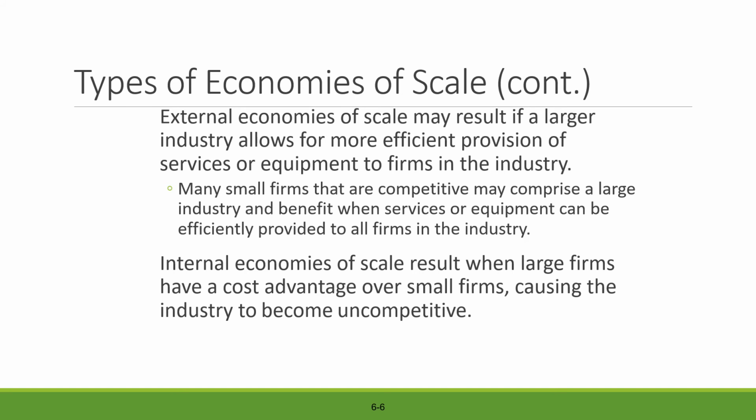Internal economies of scale result when large firms have cost advantage over small firms, causing the industry to become uncompetitive. This is basically related to the internal economy of scale. This is basically what causes imperfect markets. The external economies of scale may not necessarily, or we can safely say it does not, cause the imperfect competition, but the internal economies of scale do cause imperfect competition.